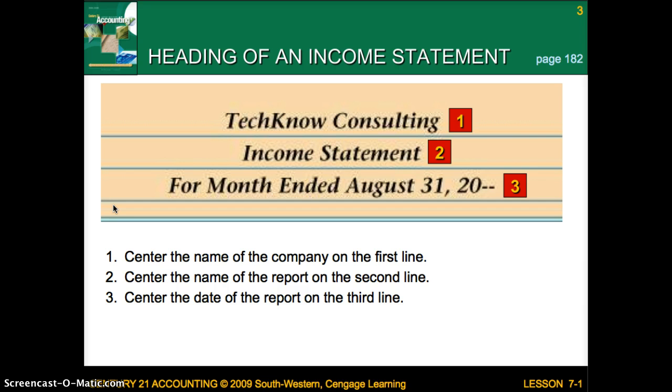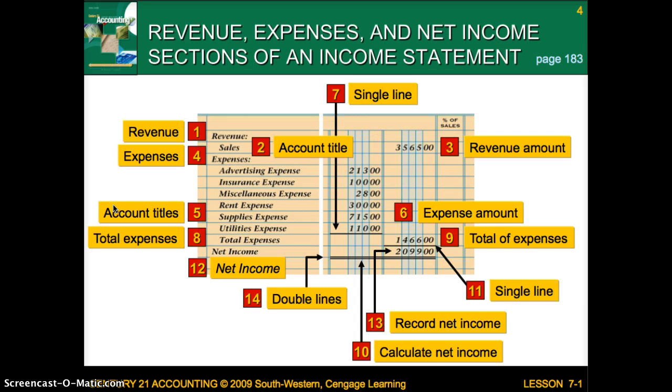So again, you'll write your company name on the first line. Instead of worksheet like we did in the last chapter, now we're going to be writing income statement on line 2, and then for the month ended August 31st of the current year. Revenue, expenses, and net income sections of an income statement. This looks like a lot of information, but really you will start understanding it pretty quickly.